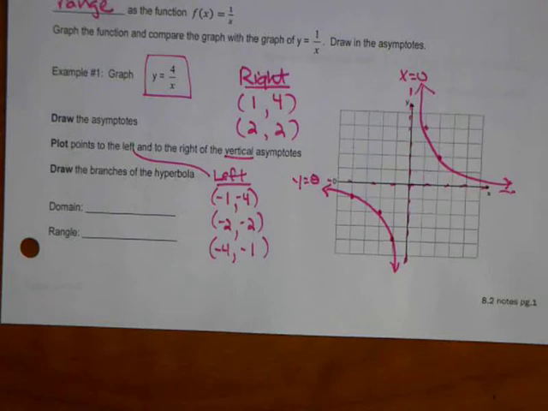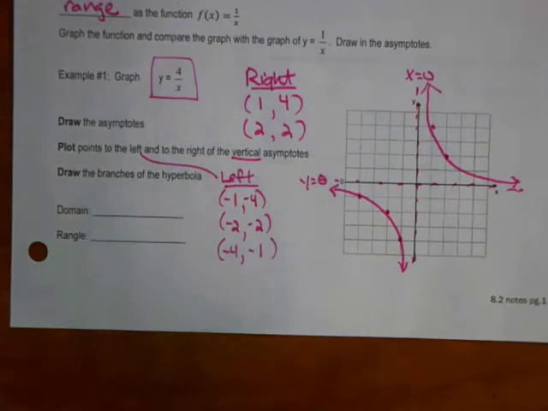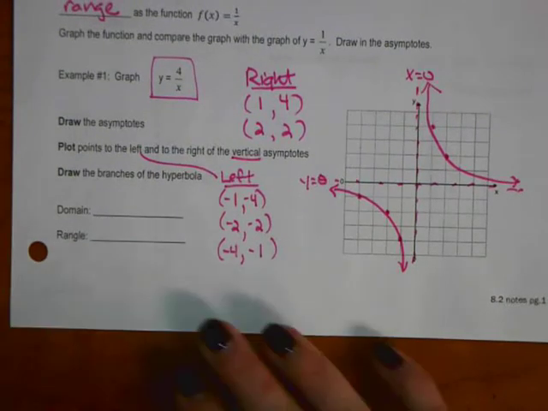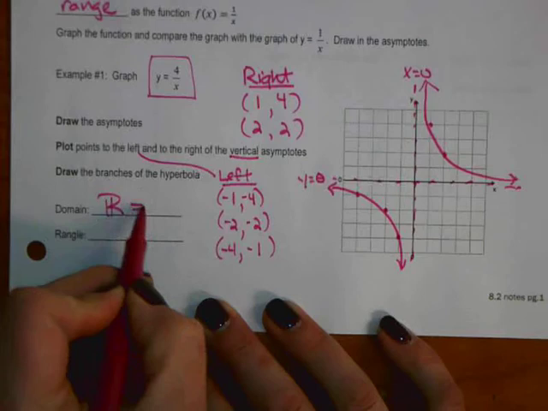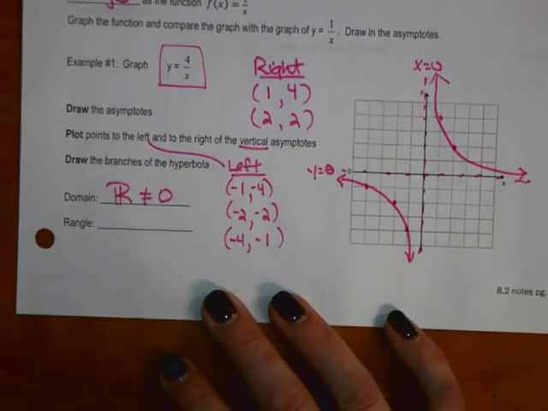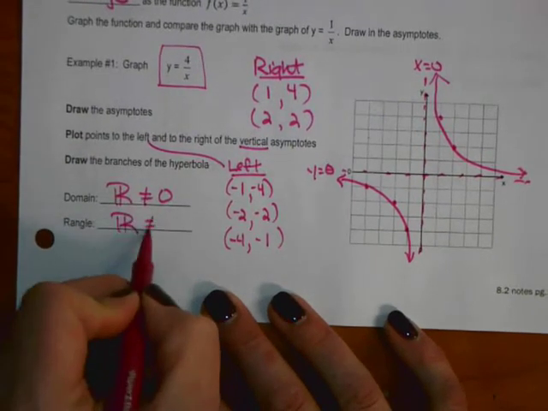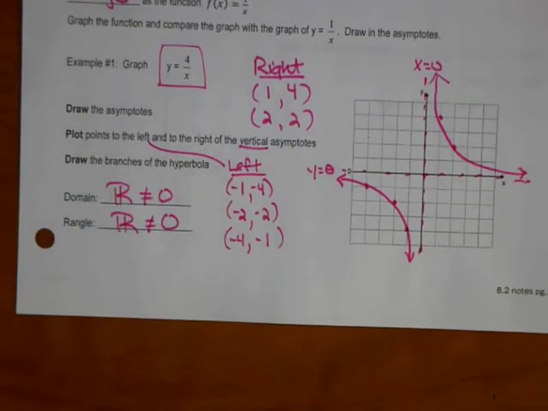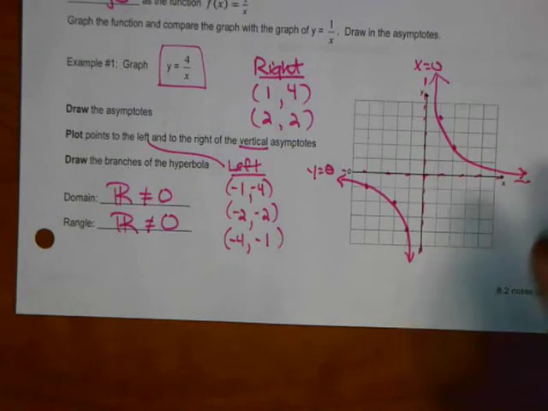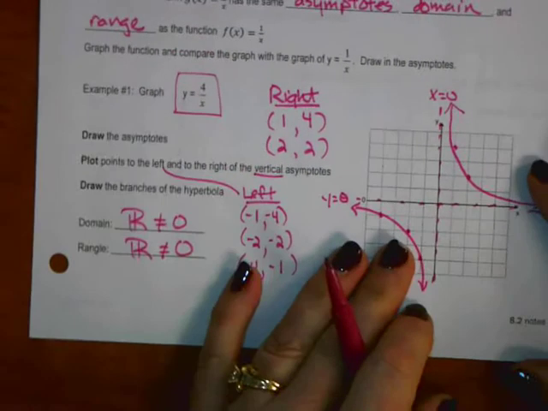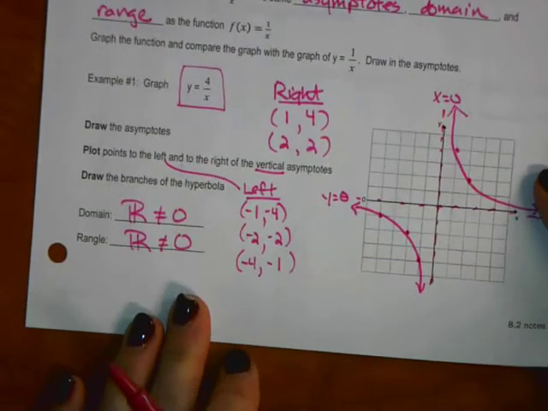That's a basic one. So the domain is everything but what? 0. And the range is all reals but not 0. So this is like the first type that you're going to see. So they're easy? Yeah, these are the basic ones. Yeah, well, let's stay with the basic. All right.